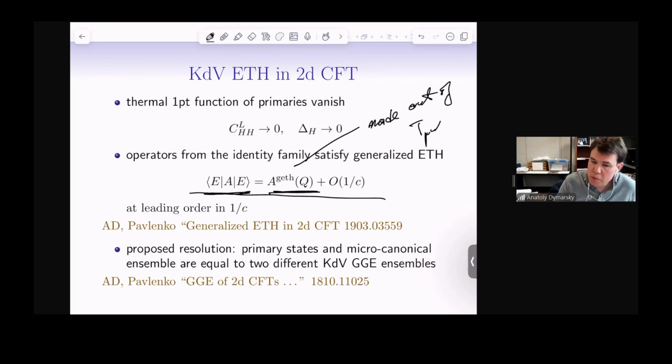Well, this is presumably the only thing which matters, because if you consider operator A, which is a primary, then the thermal expectation value of a primary is 0 in any CFT. And this is because a thermal expectation value is a one-point function on a thermal cylinder. In 2 dimensions, the thermal cylinder is conformally flat, and therefore you can calculate this one-point function on a flat surface or on a plane, and it has to vanish.